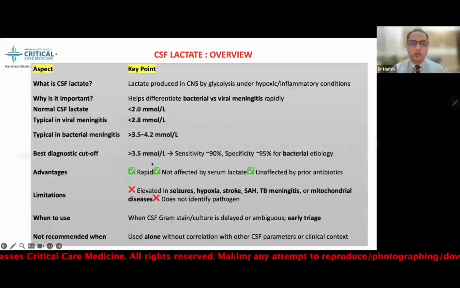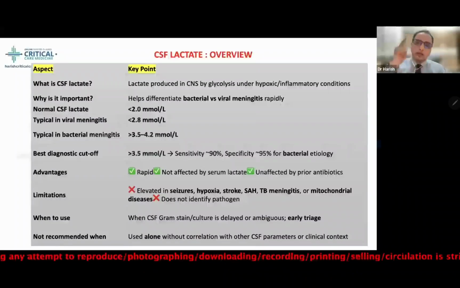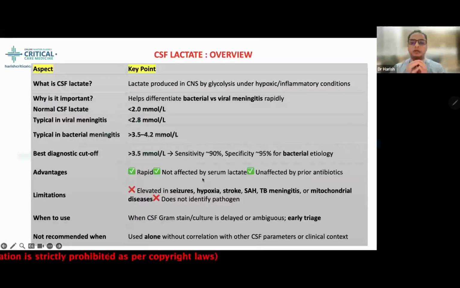So the best diagnostic cutoff according to many studies is more than 3.5, which has a sensitivity of 90% and specificity of 95% for bacterial etiology. Advantages: it is rapid, we can do it with the ABG machine also, it is not affected by serum lactate, and it is unaffected by prior antibiotics also.